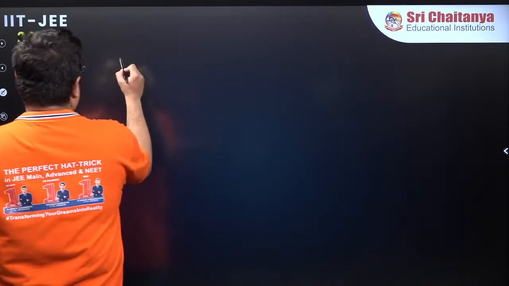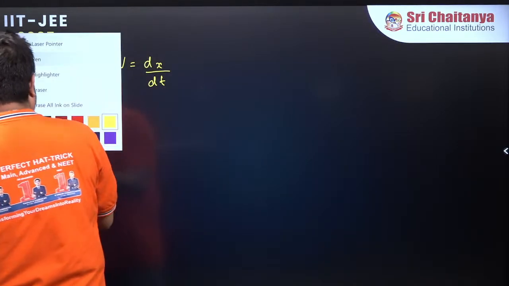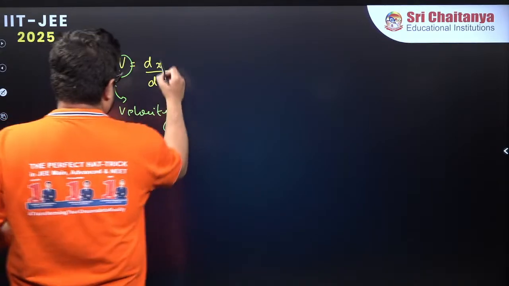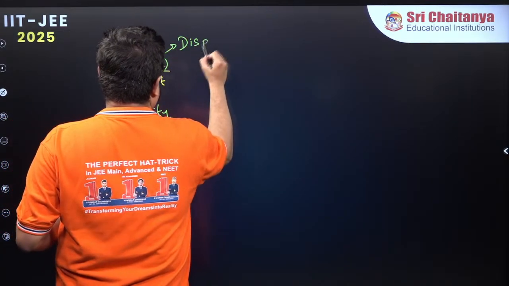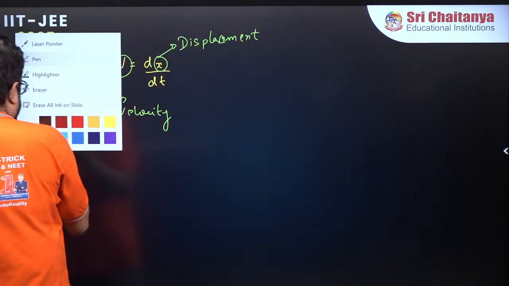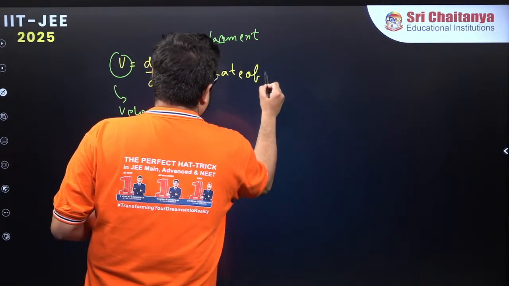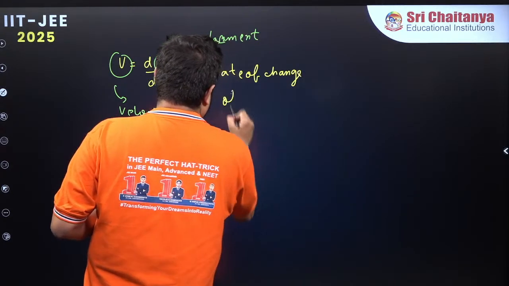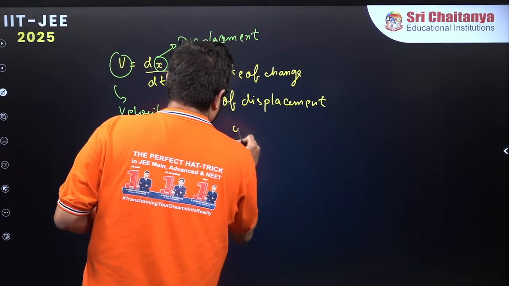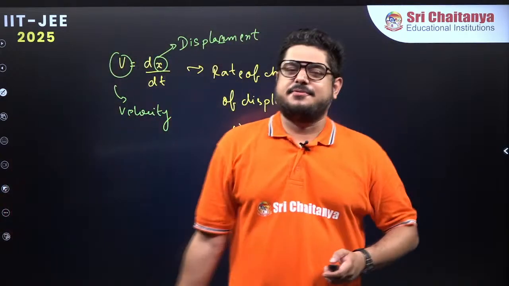One is v is equal to dx by dt, where v stood for velocity and x stood for displacement. Right, isn't it? So you can say that velocity is nothing but the rate of change of displacement with respect to time, isn't it? That's what I can say for the velocity.